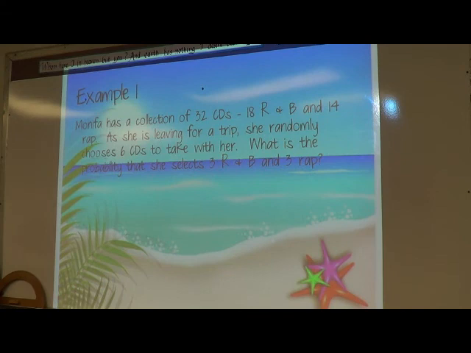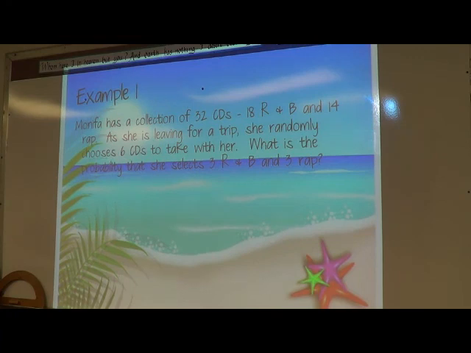All right, so here's an example that they have for probability. It says Monifa has a collection of 32 CDs. 18 are R&B and 14 are rap. As she is leaving for a trip, she randomly chooses 6 CDs to take with her. What is the probability that she selects 3 R&B and 3 rap? So she wants 3 and 3. She has 18 and 14 of the 2.